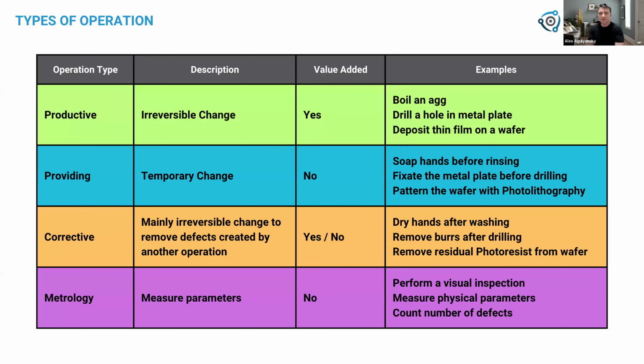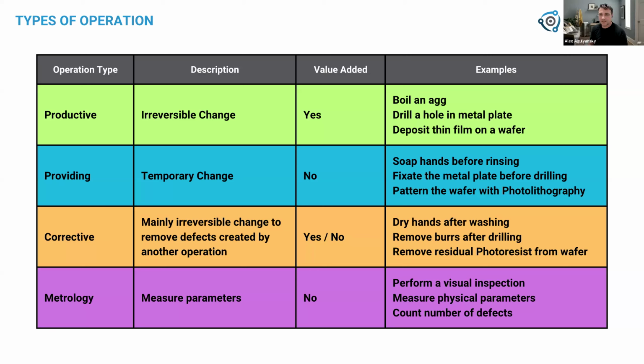Now there are four types of operations. One is productive, probably one of the most important ones. A productive operation is something that adds value to the final product. It's an irreversible change, and as an example here, like drill a hole or add something to the product, boil an egg, something that we are doing to the final product in order to increase the value.